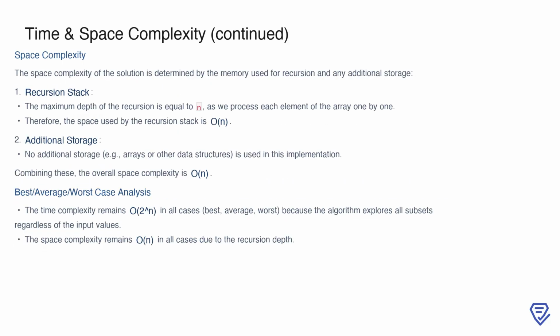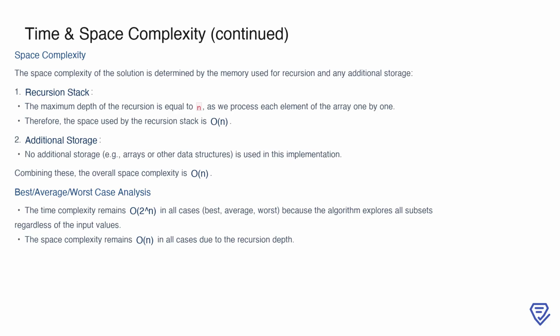Now, let's move on to the space complexity of this solution, which is influenced by the recursion stack and any additional memory used. First, consider the recursion stack. The maximum depth of the recursion corresponds to the number of elements in the array n, because the DFS processes one element per recursive level. Therefore, the memory used by the recursion stack is proportional to n, giving us a space complexity of O(n) for this part. Next, let's look at additional storage.